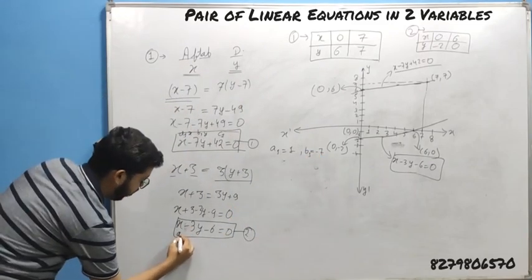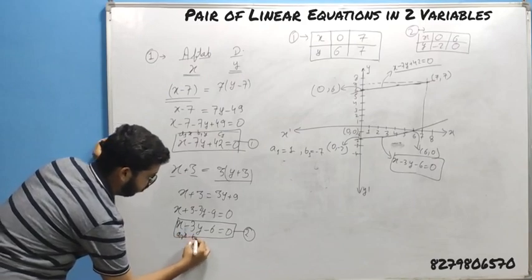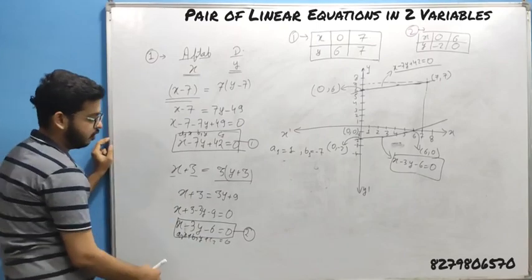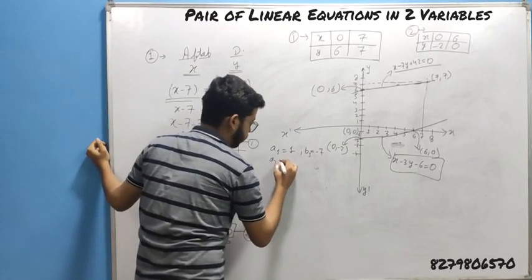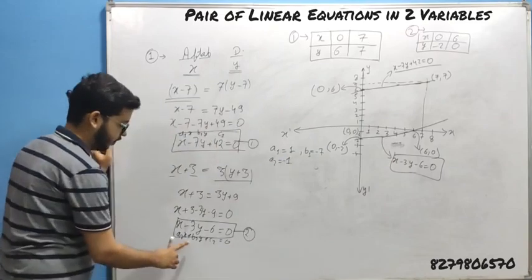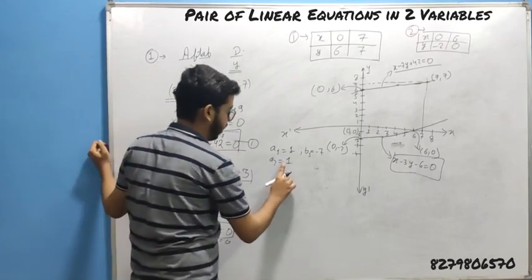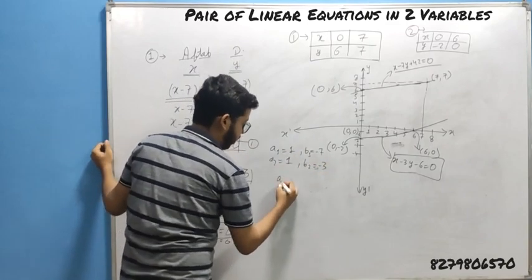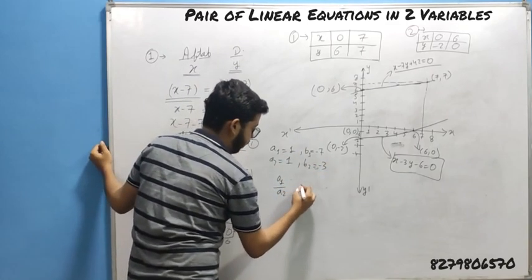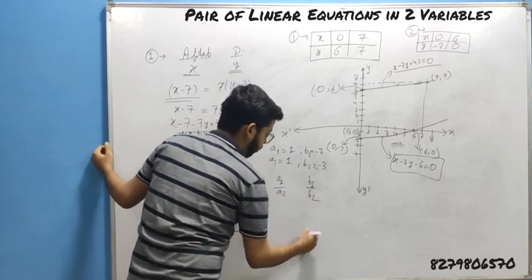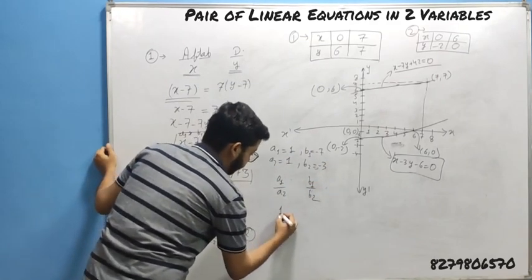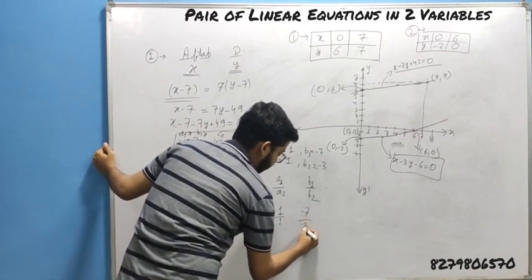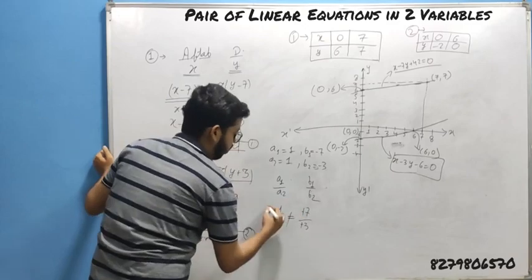and here a2x plus b2y plus c2 is equal to 0. So what will be the value of a2? The value of a2 is also 1 and the value of b2 is minus 3. So if we compare a1 upon a2 with b1 upon b2, what will we get? 1 upon 1 and here minus 7 upon minus 3, which are not equal.